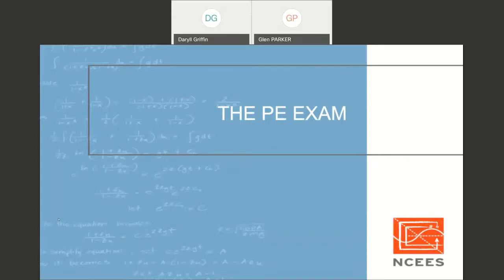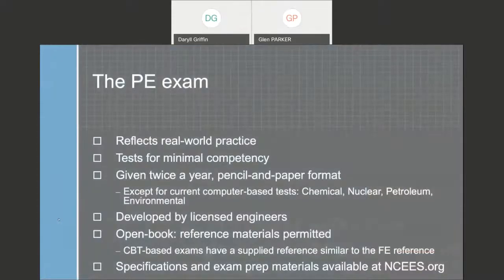Okay, let's talk about the PE exam. It's supposed to reflect real-world practice. A lot of people think that PE exam stands for Professional Engineering Exam, but it actually stands for Principles and Practices of Engineering. The idea being that the fundamentals exam is covering what you learned in school. The Principles and Practices exam should be what you would know if you had been practicing for 4 years out of school. So that's why there's that coupling between experience and before you take the PE exam.